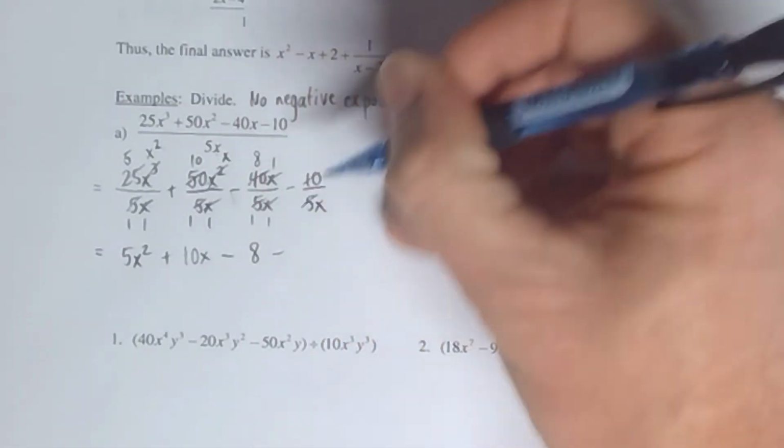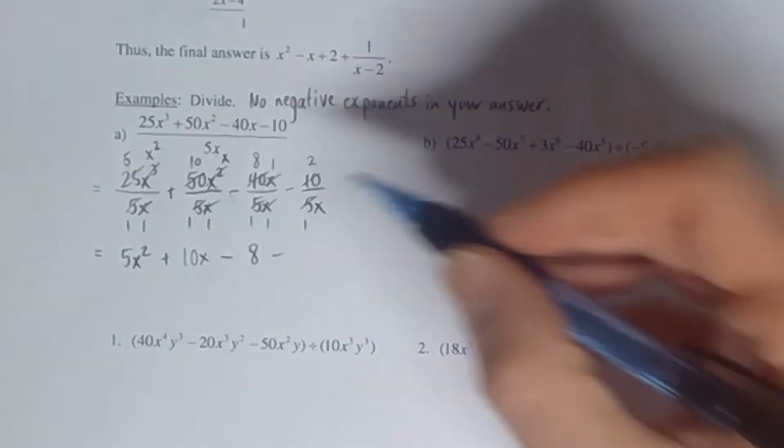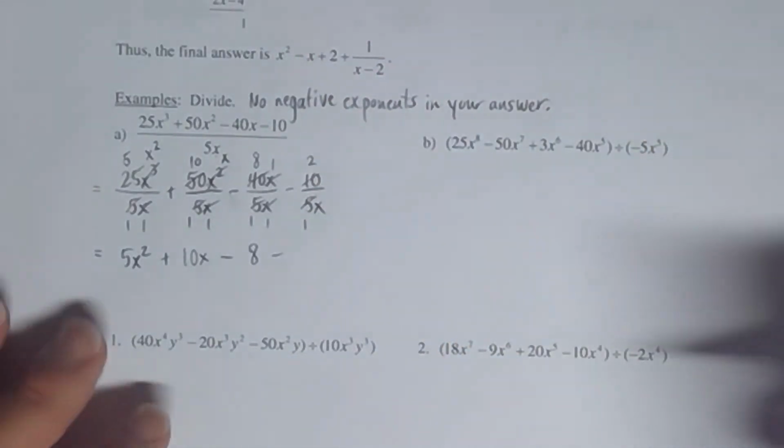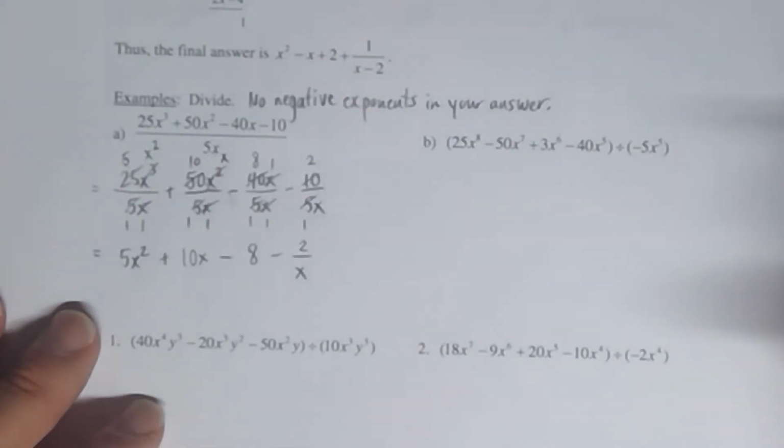And then 10 and 5 cancel. We get 2 over 1. The x does not cancel because there's not another x above it. So we end up with 2 over x right there.